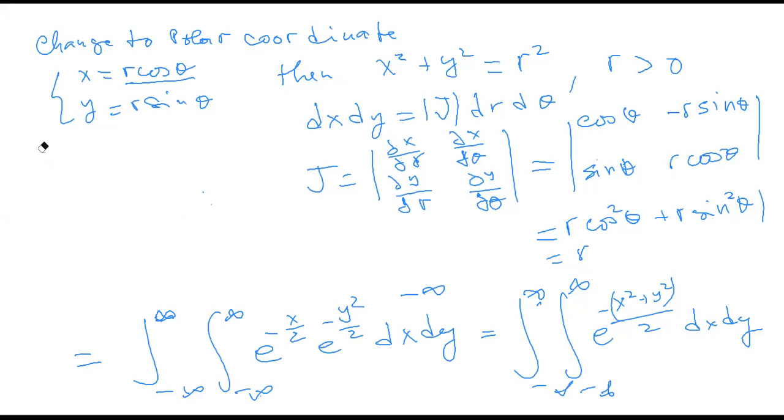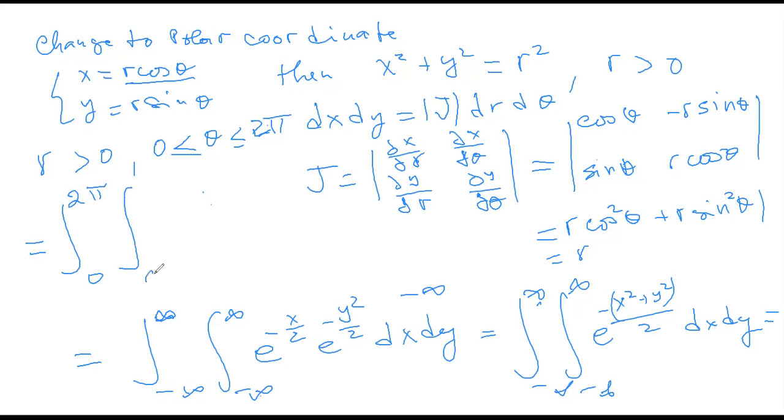When you are changing to polar coordinates, r is the radius, and theta is from 0 to 2 pi. So look at this integral. That's what I'm changing. This integral is going to become an integral for theta from 0 to 2 pi, changed from minus infinity to infinity, and an integral for r from 0 to infinity. The limit of r is 0 to infinity.